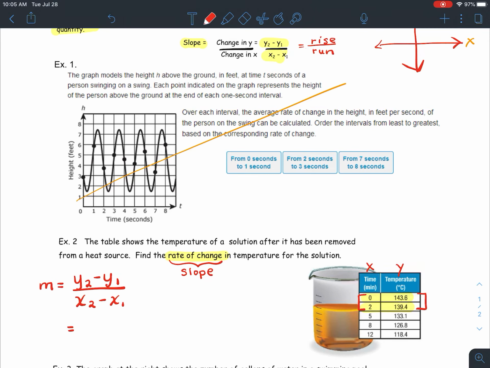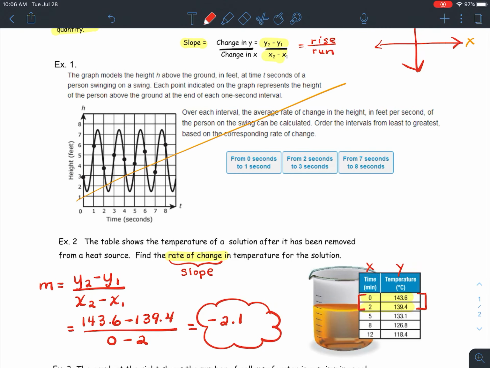I'm going to go ahead and subtract the y values. Okay, it doesn't matter the order you subtract these y values, provided that when you go to subtract the x values, you do it in that same order. Okay, so when I do this, it looks like I'm going to end up getting negative 2.1, and then here's the really important part. You need to make sure that you are labeling your answer.